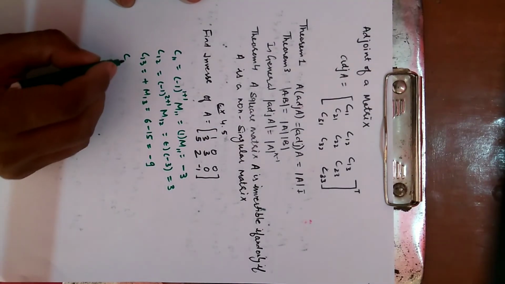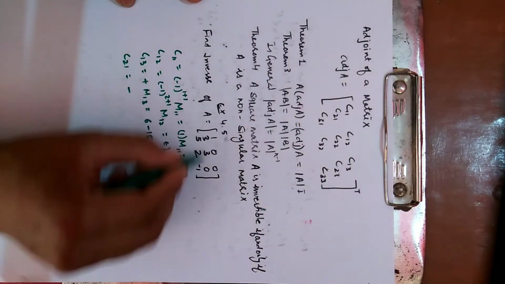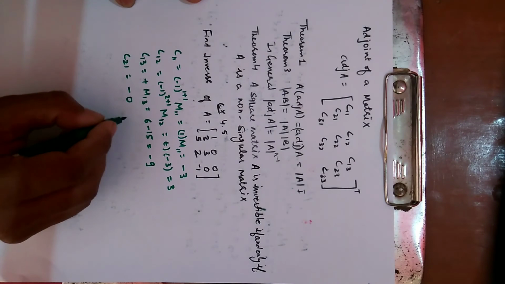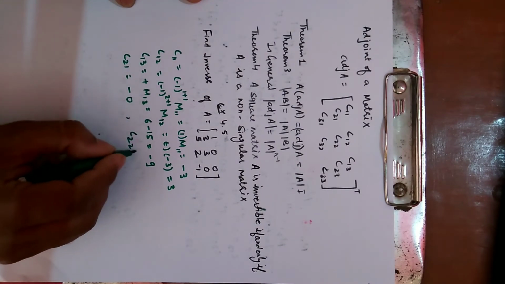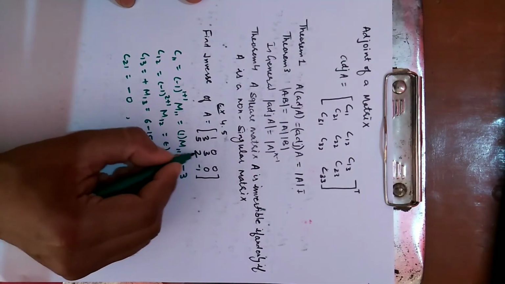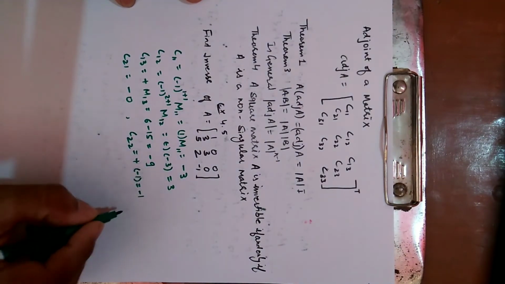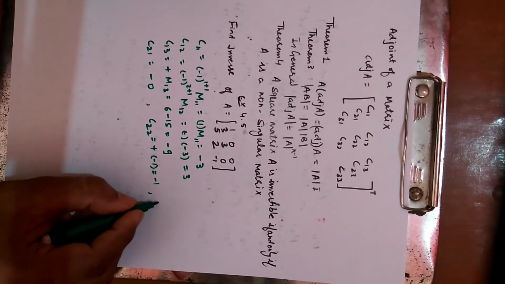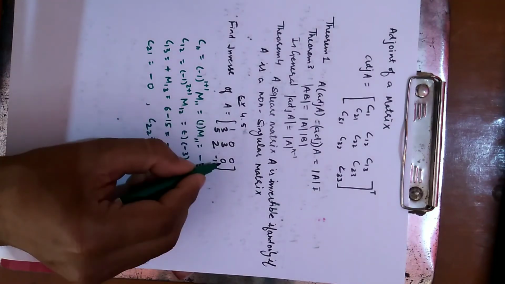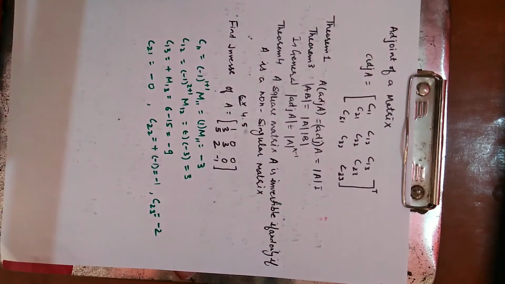Then come to C21. C21 is the negative position, so write negative, and this will be 0 and this is 0, so this is 0 ultimately. Now C22 you calculate. C22 is a positive position, so write plus. This goes minus 1 and this is 0, so the answer is minus 1. Next is C23. This is position 2 3, so it is minus 2 because the sum is odd.